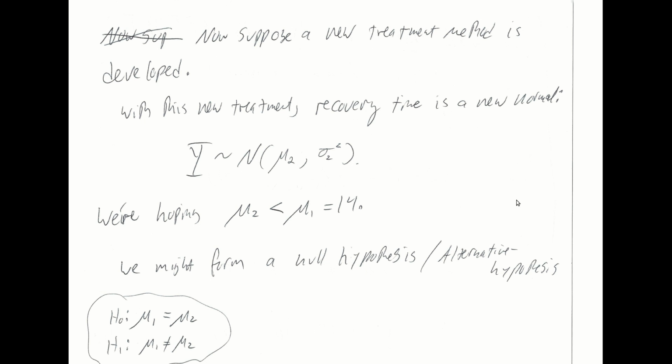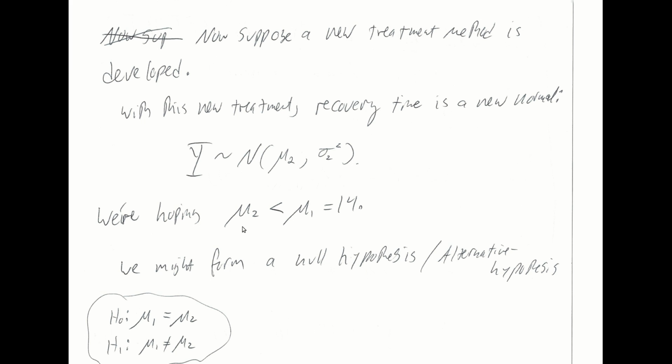Now we can suppose that we have developed a treatment method, and the people who are treated with this new method are going to have a different distribution for their recovery time. So we're going to assume that it's still normal, the recovery time for people who receive this treatment, but it is a different normal than it was before. So it's going to have a different mean and a different variance potentially. And we're hoping that the recovery time for people who have received this treatment is going to be smaller than the recovery time for people who have not.